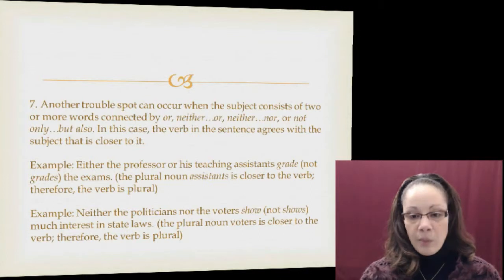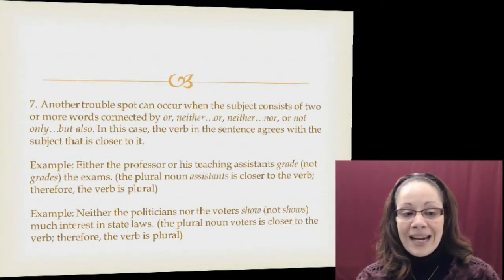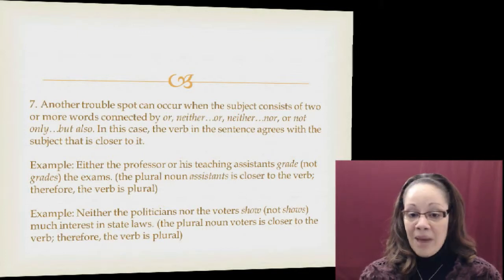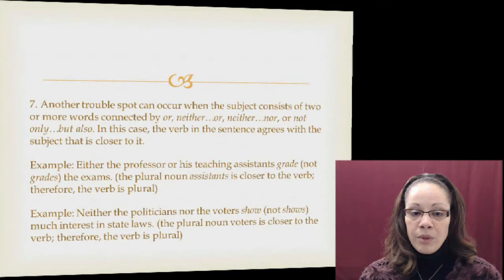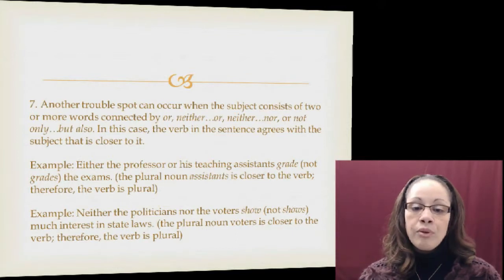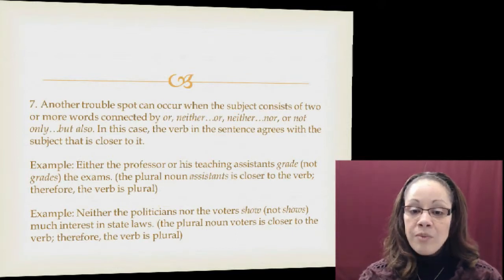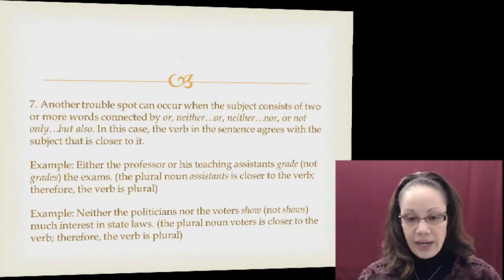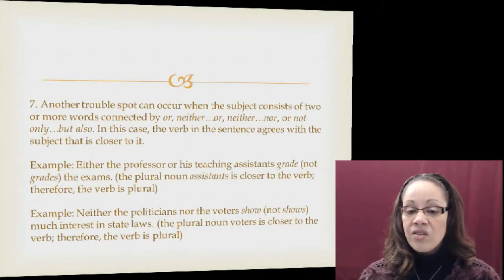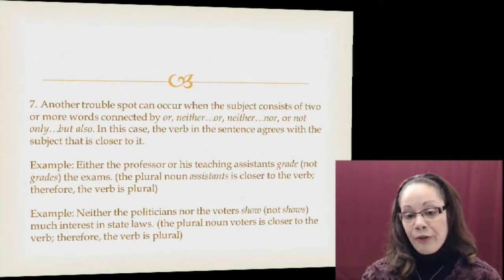Okay? Our example here: "Either the professor or his teaching assistants grade the exams." Now, my verb is "grade." It's a regular action verb without an S, so I know it's going to be plural. So my plural subject in reference to grade, who or what grade? Assistants grade. Okay, so again, assistants is our subject we have to match with our verb, and that's plural and plural, because assistants is closest to our verb "grade."